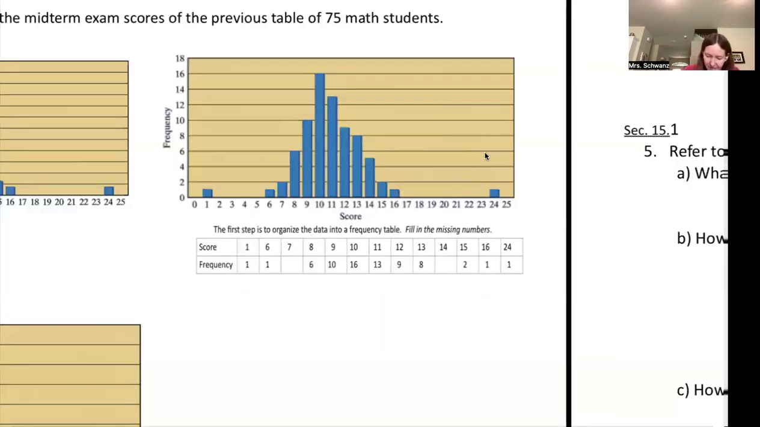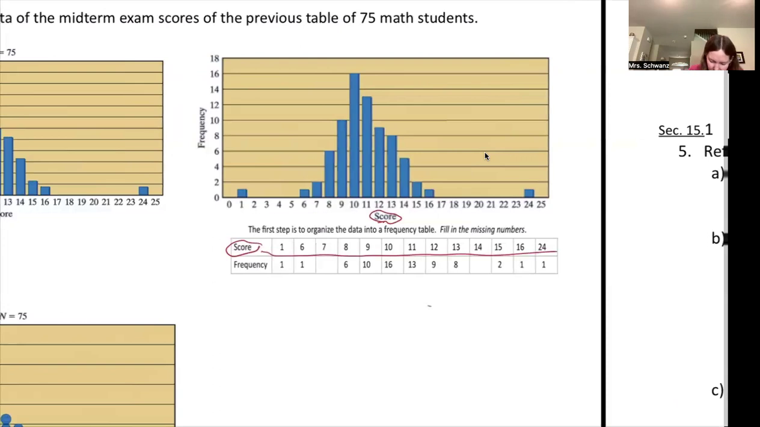Okay, now this one is the correct graph that we want to look at. So notice how the scores are these numbers here, and those are where the numbers are going to be listed along the bottom here. And then the heights, the vertical axis, is this frequency. So that's your vertical axis here.